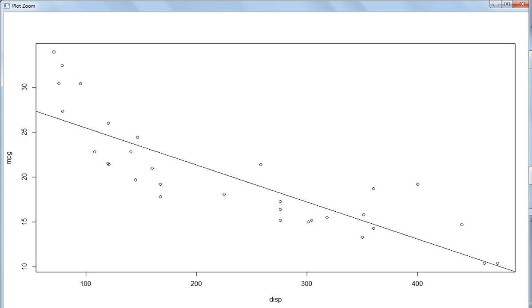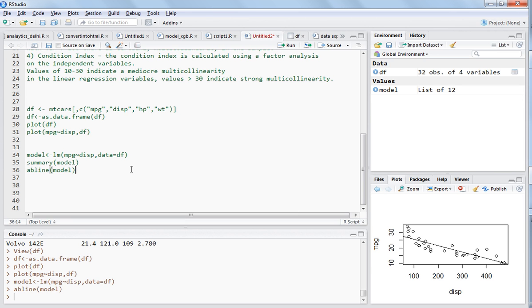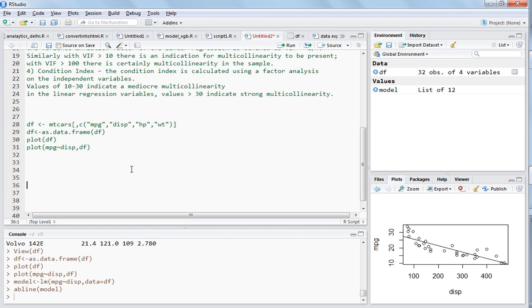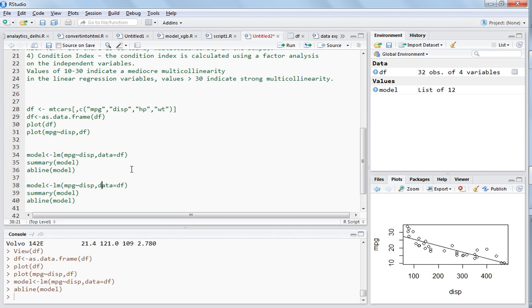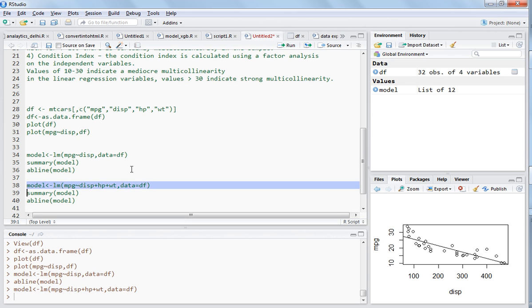So this is the simple linear regression, right? Now, instead of fitting MPG on the basis of just displacement, we could have also done it like this. Let's copy and paste again. Instead of just this, we are adding two more variables, HP and weight. We can write this plus HP plus weight, predicting MPG on the basis of this. Now the model is like this.